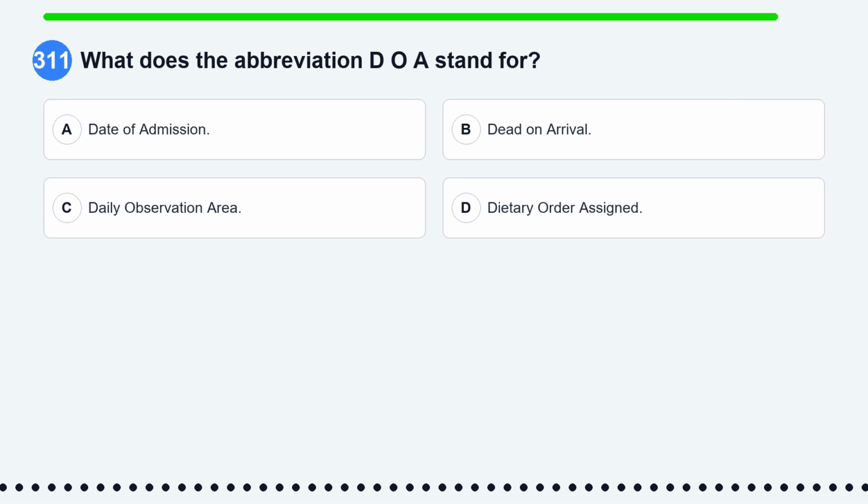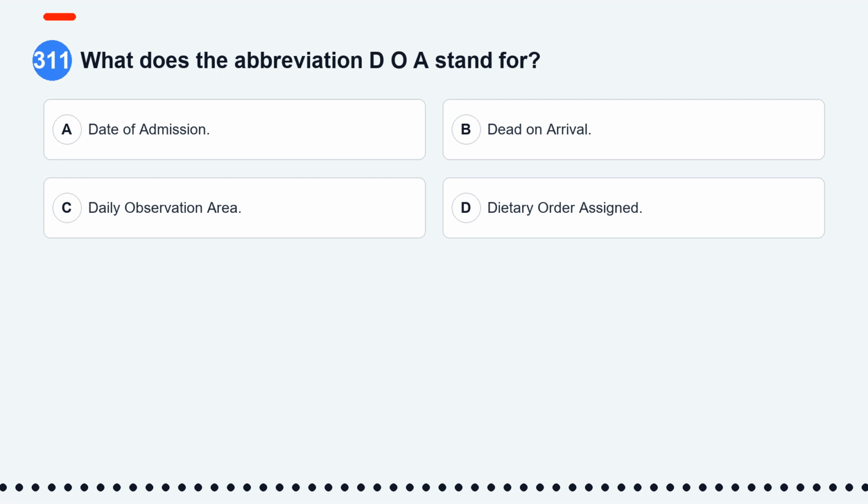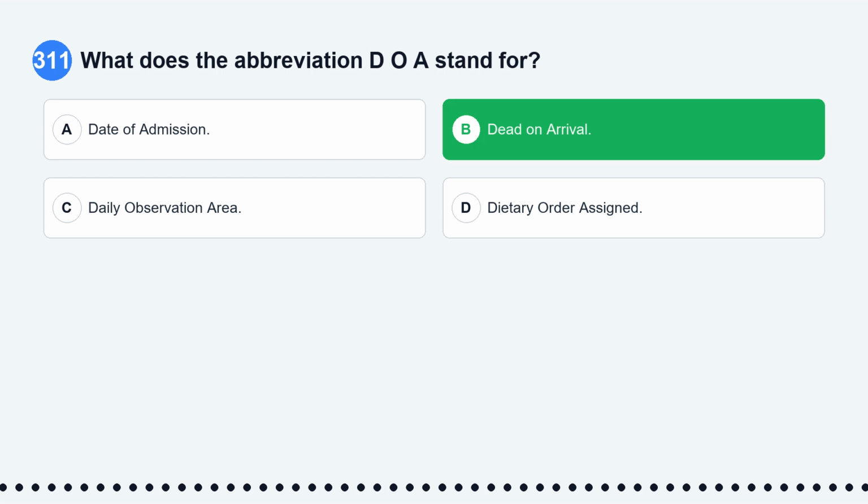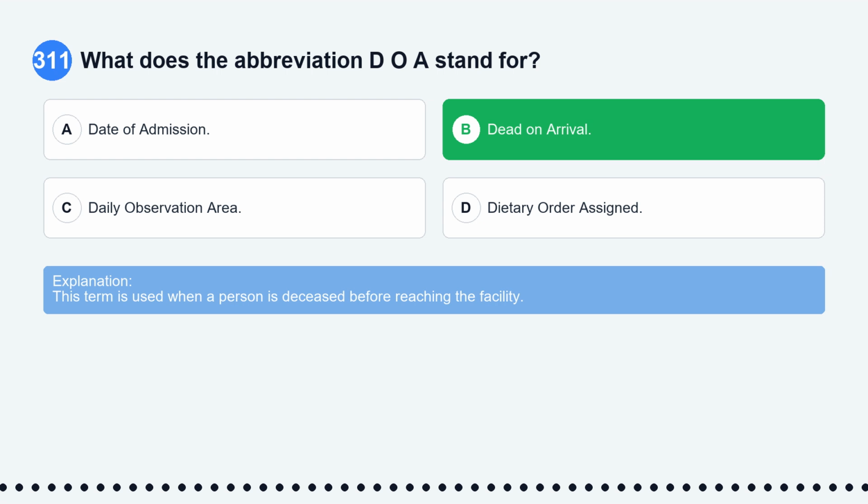Question 311. What does the abbreviation DOA stand for? Option A, date of admission. Option B, dead on arrival. Option C, daily observation area. Option D, dietary order assigned. The correct answer is option B, dead on arrival. This term is used when a person is deceased before reaching the facility.